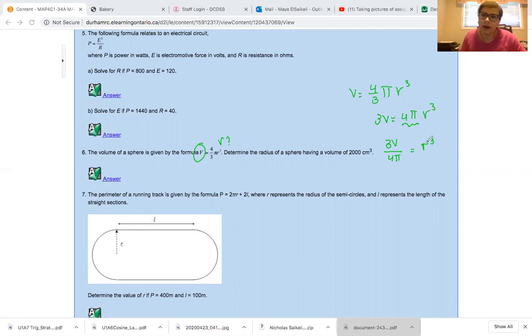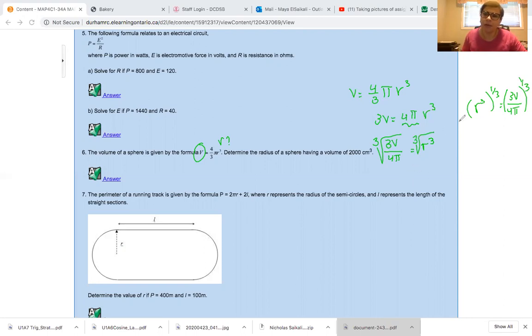Now, you see that r is almost by itself. It has the cube, and I want to get rid of that exponent. How do you get rid of that exponent? What's the opposite of square? Square root. What's the opposite of cube? Cube root, right? Or you can raise it to the power of 1 over 3, which we talked about previously. So I can do the cube root of both sides, or I can do the power of 1/3. It doesn't matter. They're both the same thing. Whatever you're more comfortable with, you can do.